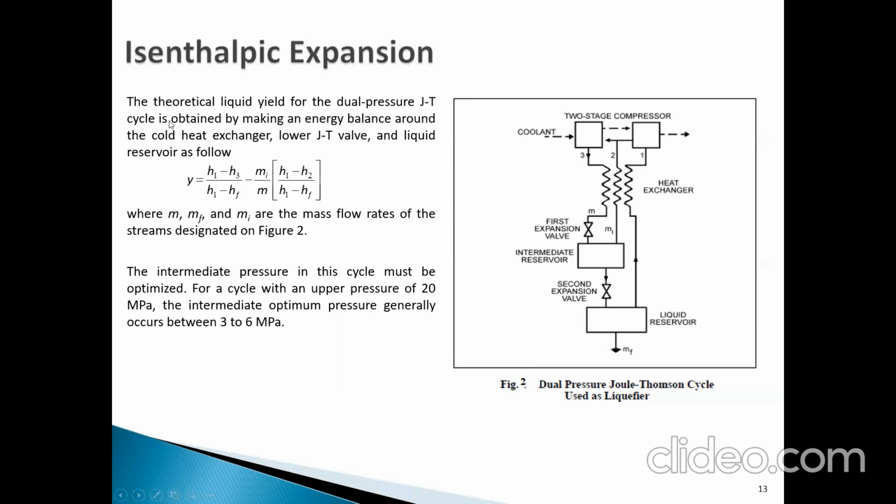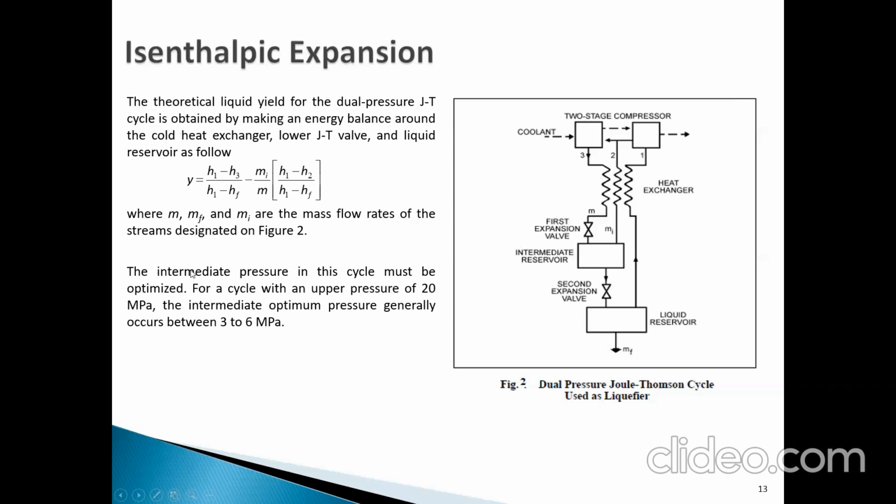So, the theoretical liquid yield for the dual pressure GT cycle is obtained by making an energy balance around the cold heat exchanger, lower JT valve, and liquid reservoir as follows. So, ito na-derive to dyan. Y is equal to H1 minus HF over H minus HF minus MI over M times H1 minus H2 over H minus HF. MI yan. So, madederive nyo naman yan later pag nasa cryogenics na kayo.